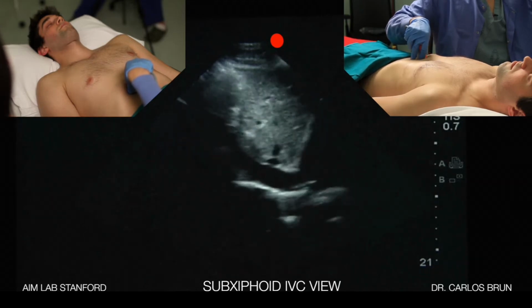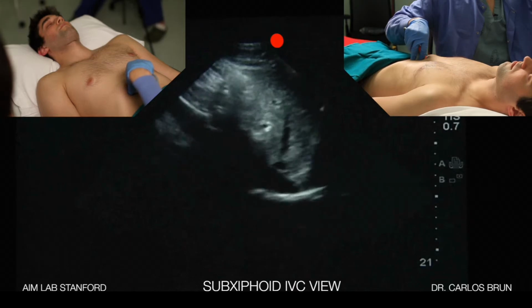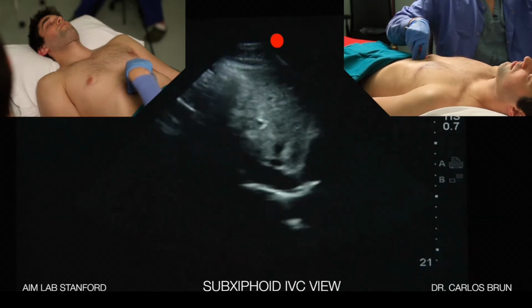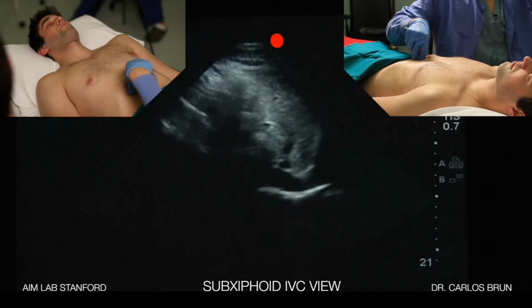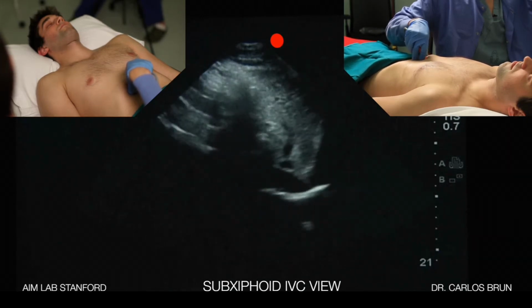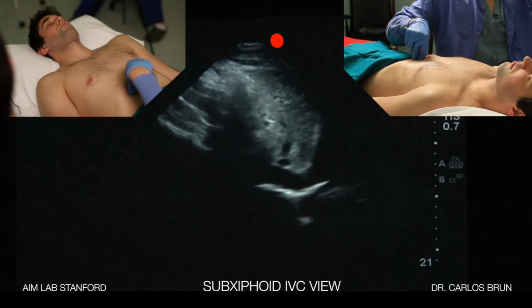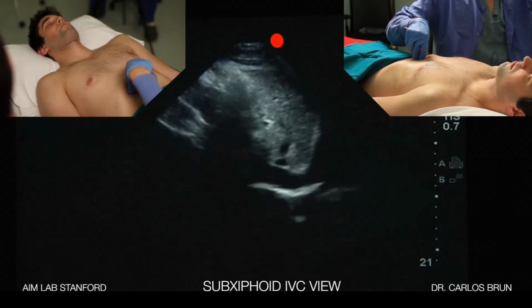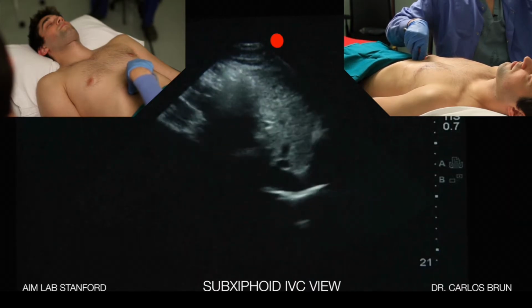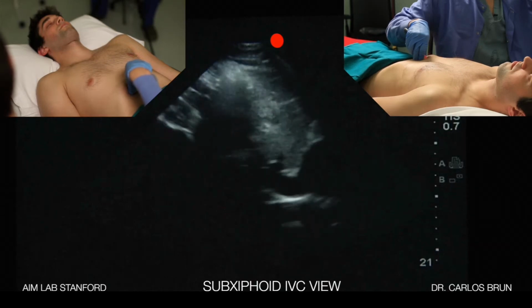And what you're looking for to assess volume status partially was first that we have a normal right side appearing right side, because the IVC is a passive tube. If you have an enlarged right ventricle, the IVC diameter or collapsibility may not reflect volume status. So the IVC, to assess for volume status, is not done in isolation.